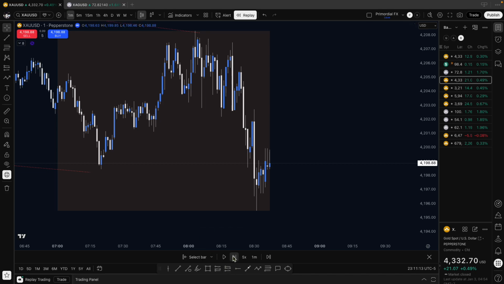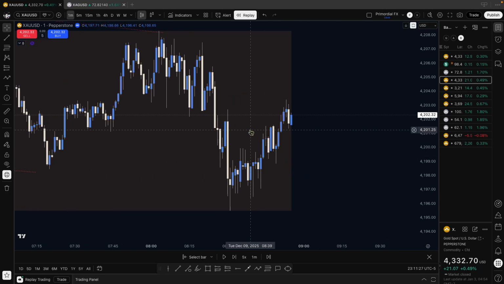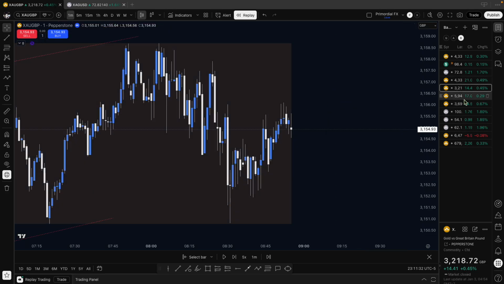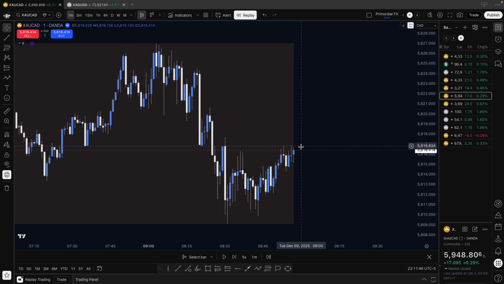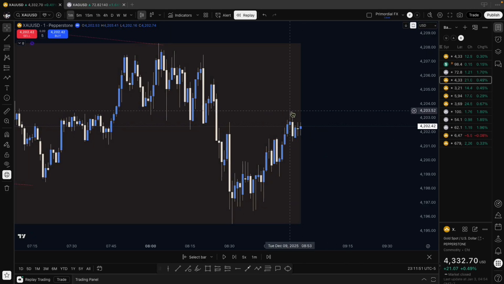Right? If we forward price, alright. So we broke this high right here, but if we look at Canadian, we did not break that high, right? If we forward a little bit more, but this small high does get broken, right? But that small high does not get broken here.